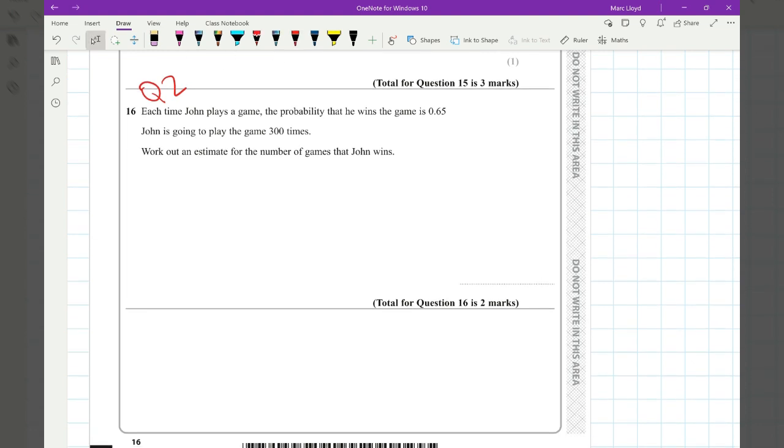Question 2. Each time John plays a game, the probability that he will win the game is 0.65. John's going to play the game 300 times. Work out an estimate for the number of times he's going to win. So we simply multiply those two together, throw that into the calculator. That's 195. Done.